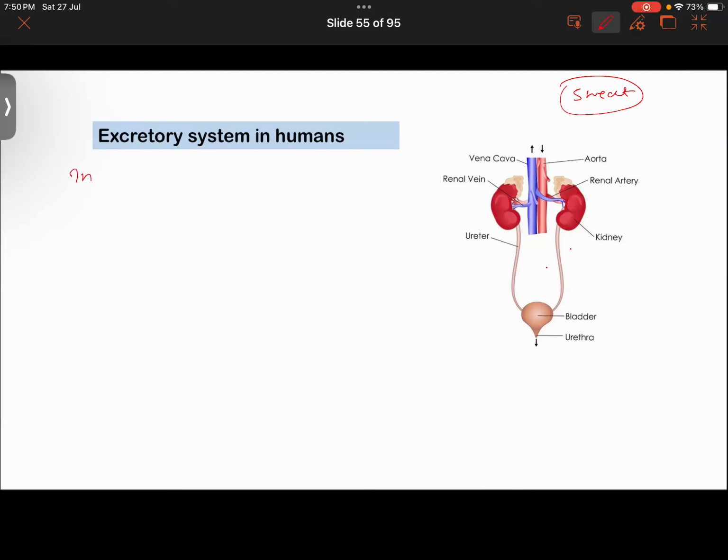So in humans, we have an excretory system that removes the waste from the body. You guys would be writing this down.